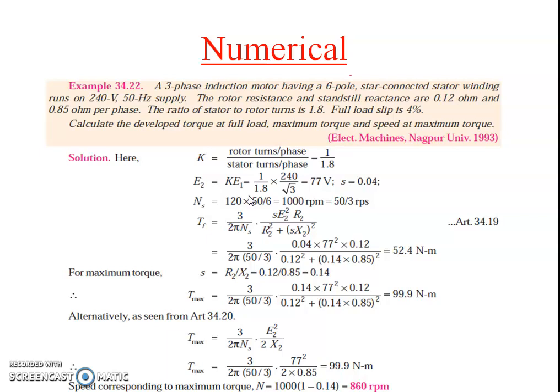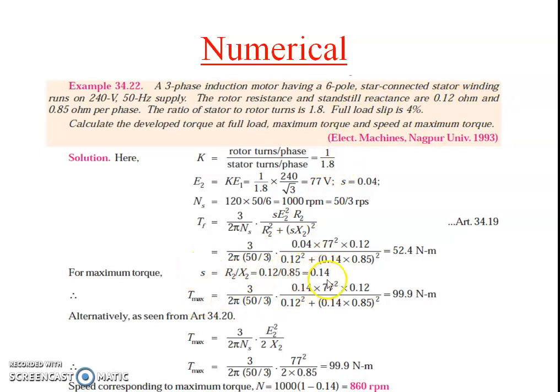But when the motor is in running condition, the formula is R2 equals S into X2. Using this formula, I am going to calculate the value of S, that is S equals R2 divided by X2, rotor resistance divided by rotor reactance. So I will get the value of slip.